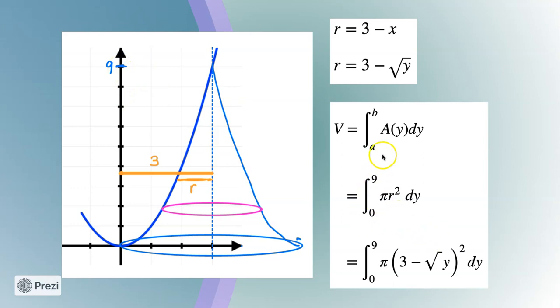So we can set up the integral. The limits are 0 and 9. R is 3 minus the square root of y, and this is our setup. We would need to distribute and then solve. It's not very difficult from here.